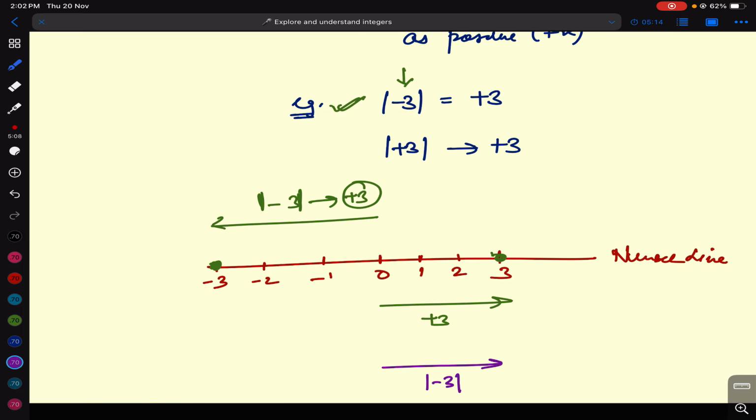So the -3 which was here, when we apply the absolute value to -3, it makes it +3. How do we represent the same on the number line? That is going to be represented on the right. Clear?